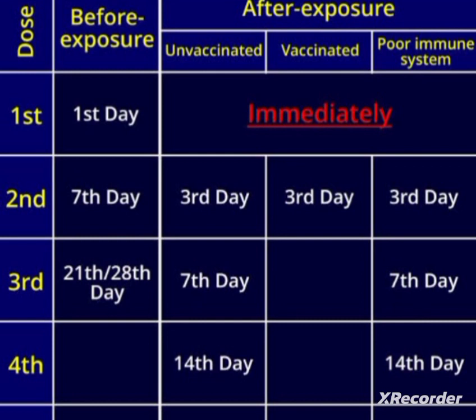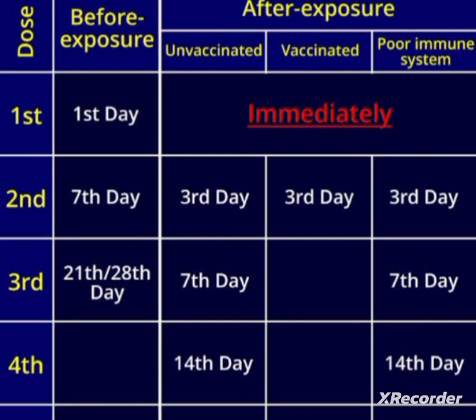In pre-exposure prophylaxis, there are mainly three doses. On the first day we give the first dose, on the seventh day the second dose, then on the 21st or 28th day we give the third dose. So in pre-exposure prophylaxis, we mainly give three doses.